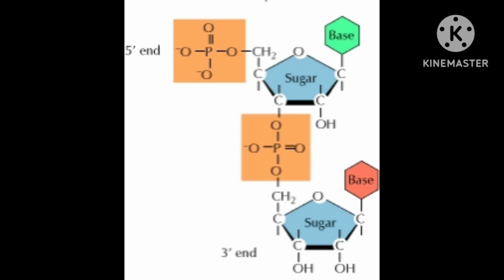Then they are joined with some bond. That's why it is called a double strand helix structure for DNA. Generally it is for DNA. This scientist has given the structure for DNA, deoxyribonucleic acid.